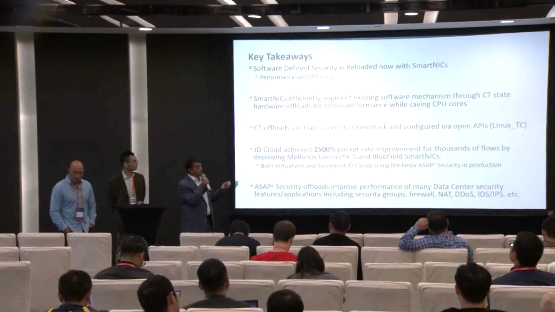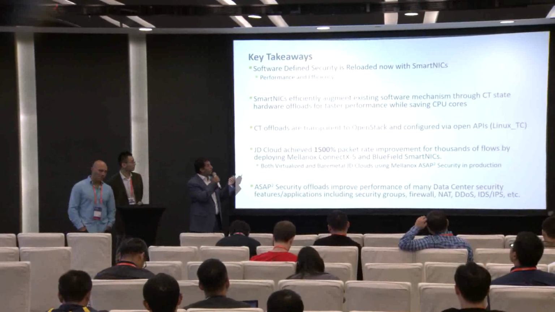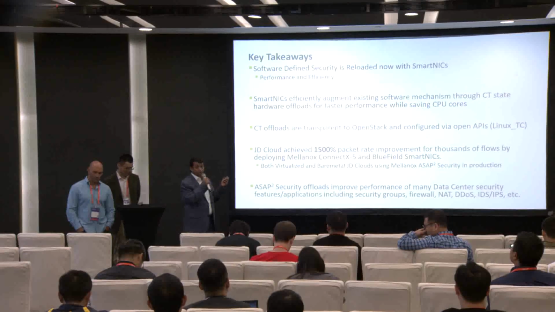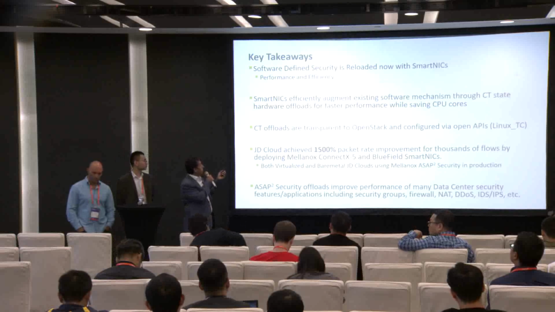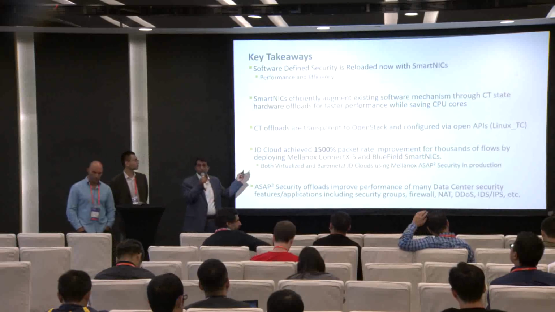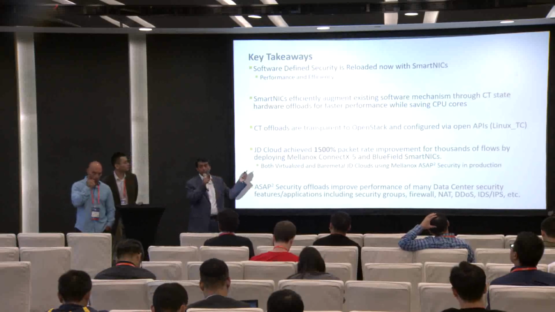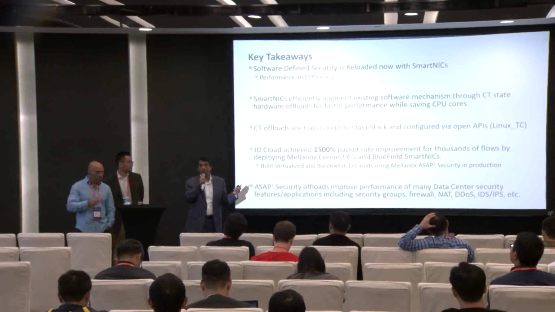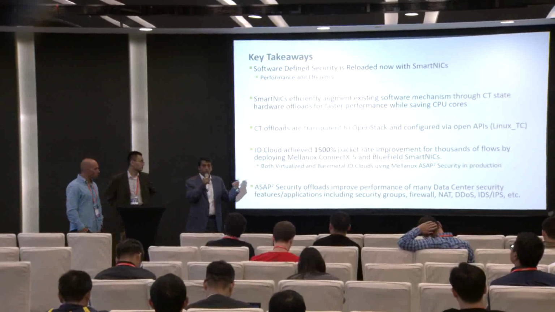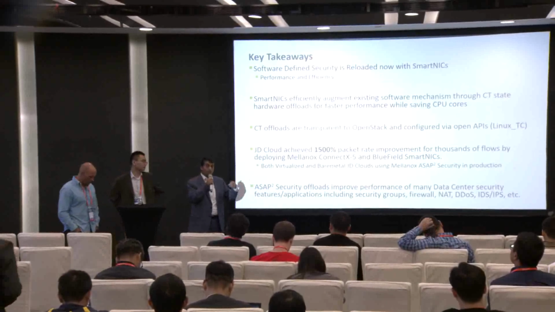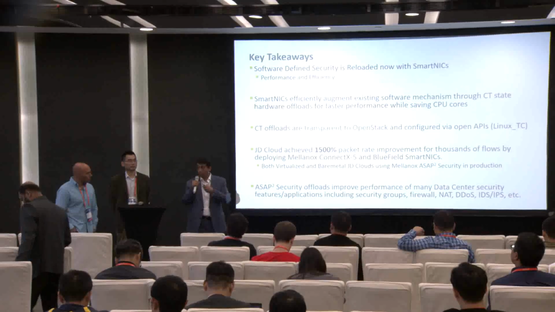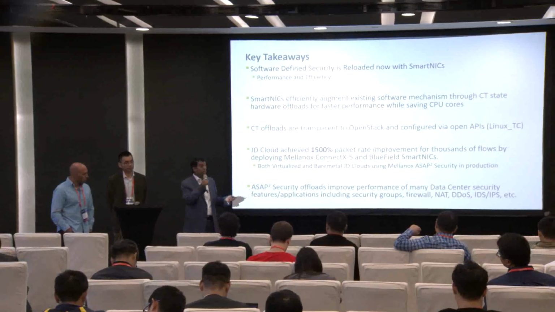SmartNICs efficiently augment the existing software mechanism for connection tracking, and they augment that using hardware offloads for faster performance while saving you a lot of CPU cores. As Yossi showed, you do save a lot of CPU cores. As your load increases, the CPU usage increases. All of that is being saved for you while you're getting really amazing performance, like Zika was saying, 15x, 1500%.